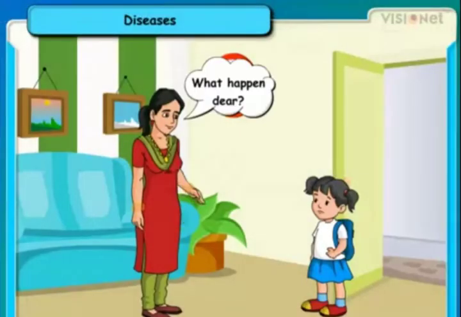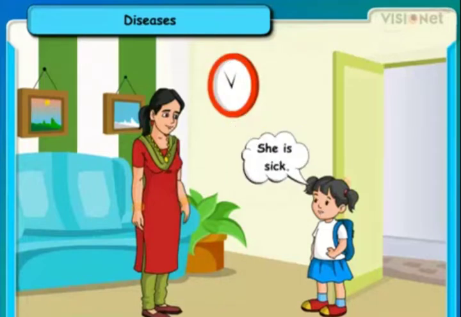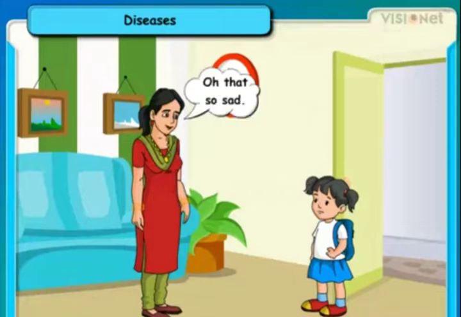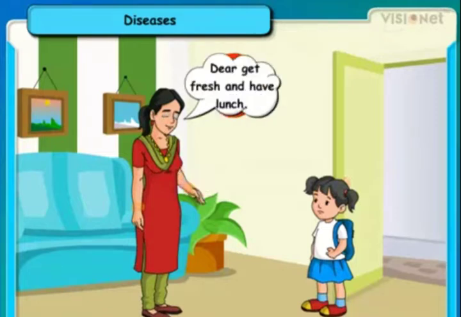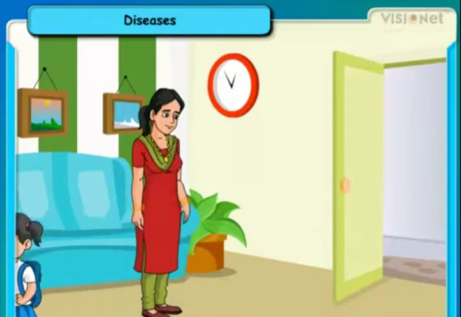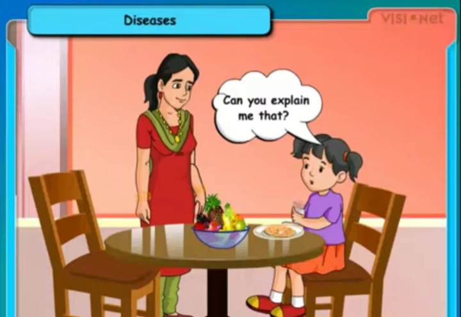Diseases. What happened, dear? Why are you sad? Mom, my best friend Rachel didn't come to school today. She is sick. Ma'am said she is suffering from chickenpox. Oh, that's so sad. Dear, freshen up and have lunch. Mom, how did Rachel get chickenpox? I want to know. Can you explain that to me?